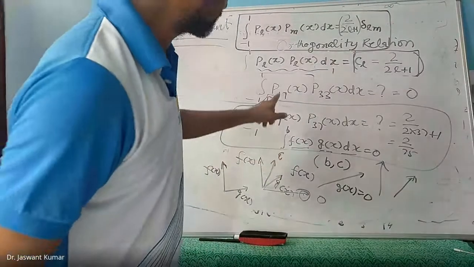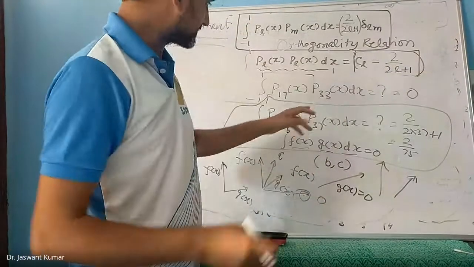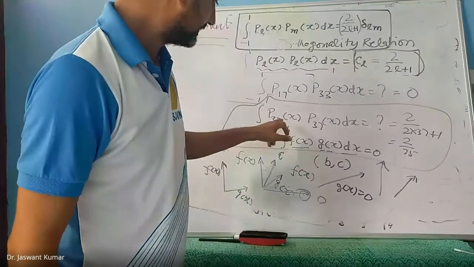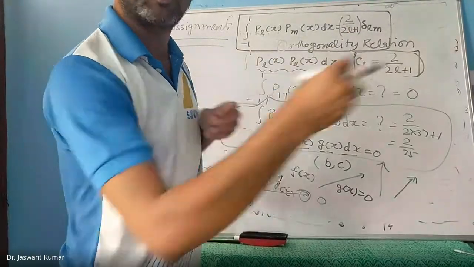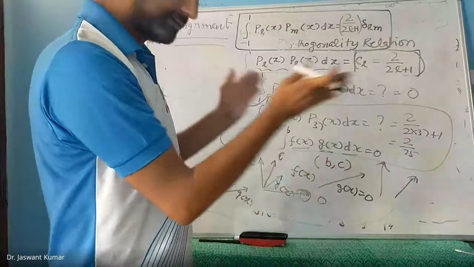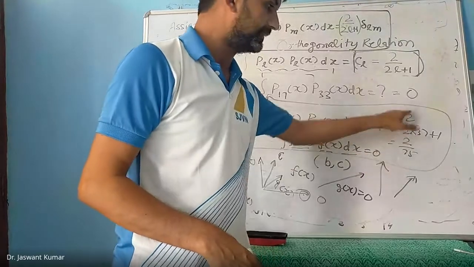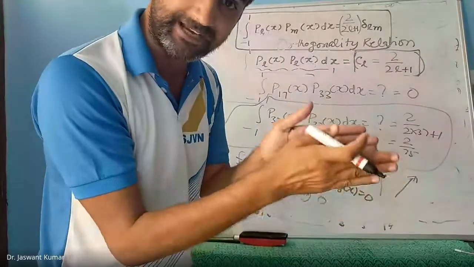So this implies that there is no component of p17 of x in the direction of p33 of x. Of course, if they are the same, they need to have common components. The expectation value of that component is 2 by 2n plus 1. Integration gives us some kind of expectation value.